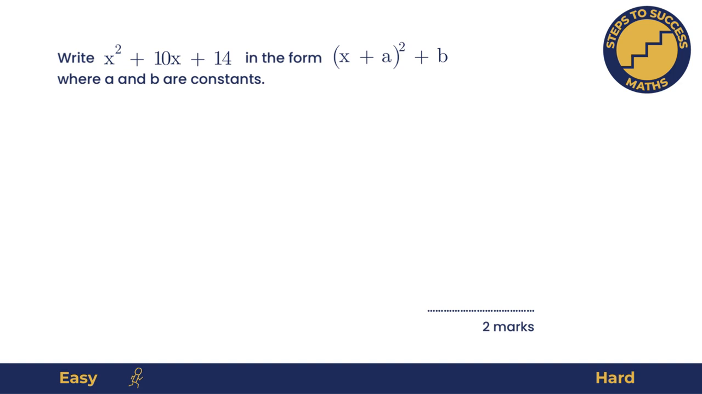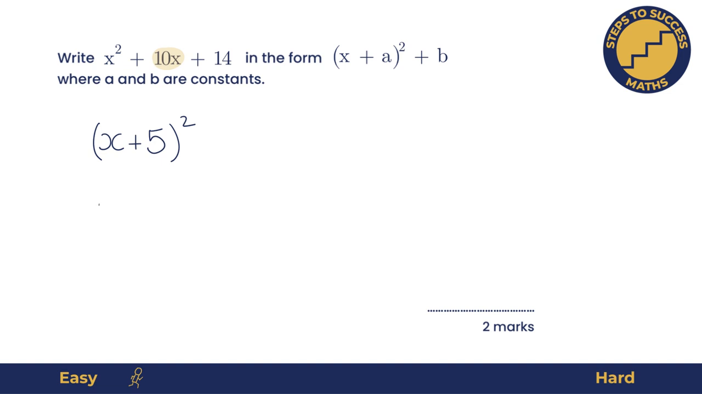Write x squared plus 10x plus 14 in the form (x plus a) squared plus b, where a and b are constants. Okay, so to complete the square, you take a look at the first two parts, the x squared and the x term, and we're going to put it into a bracket like this, something plus something squared. And the way we work that out is we just halve this x term. So we're going to have (x plus 5) squared.